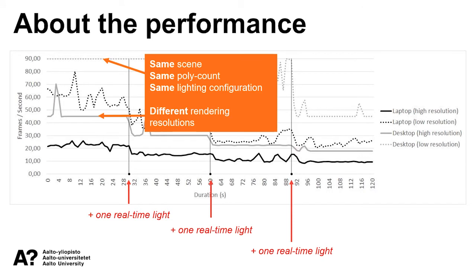And from this we can see that even on the same system and exactly the same scene, a very different performance is reached due to different rendering resolution. And of course, the amount of GPU power available on the system has a big impact on the performance. So if we have a high performance desktop computer, we can run close to 90 frames per second, but on a more limited gaming laptop, we fall close to 50 frames per second.